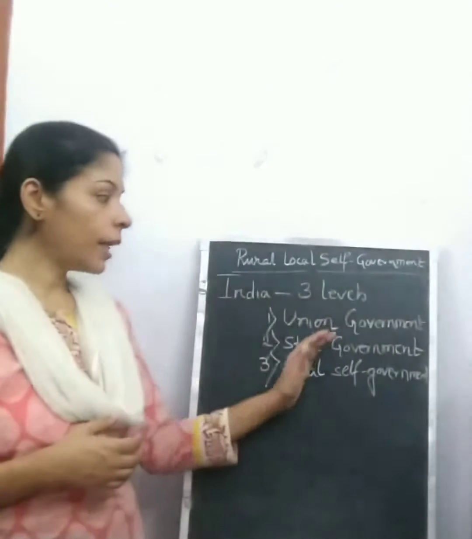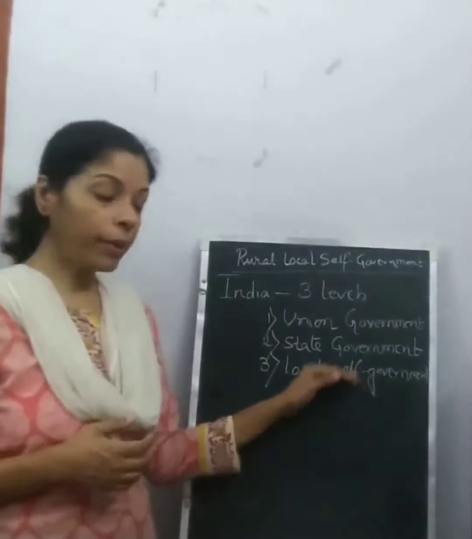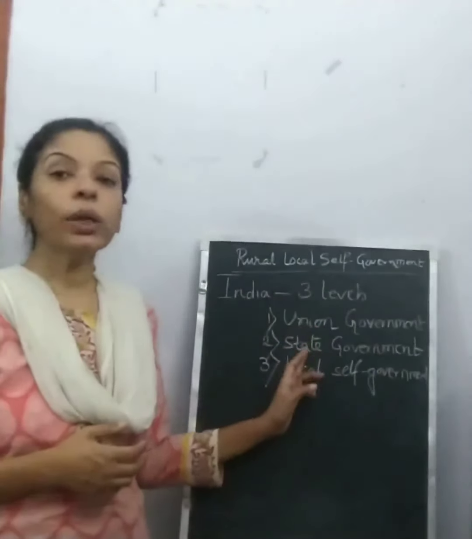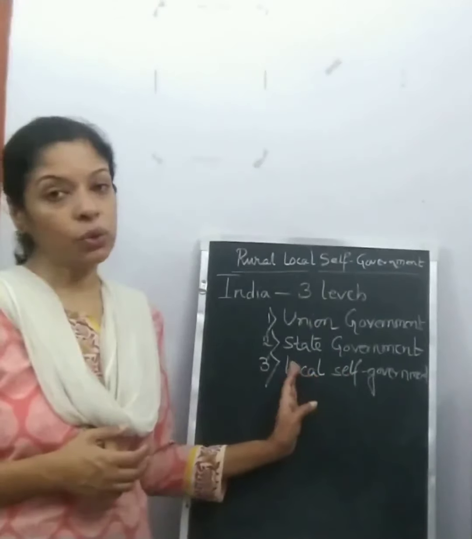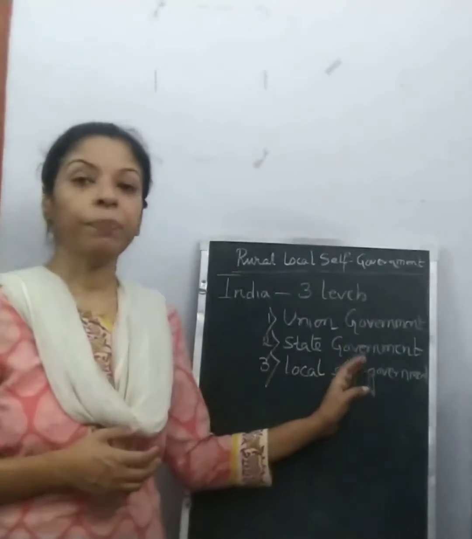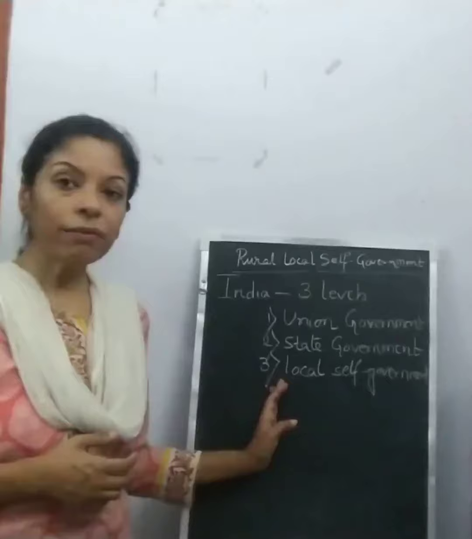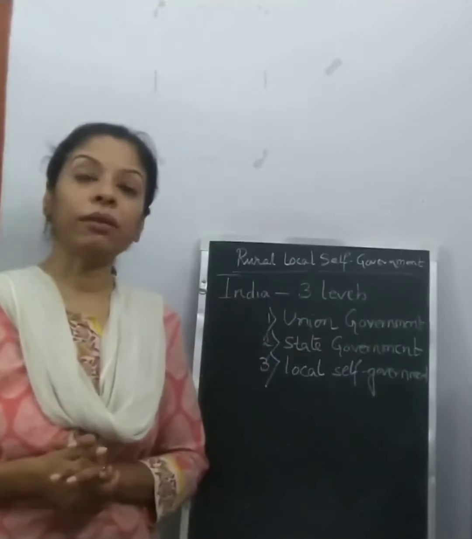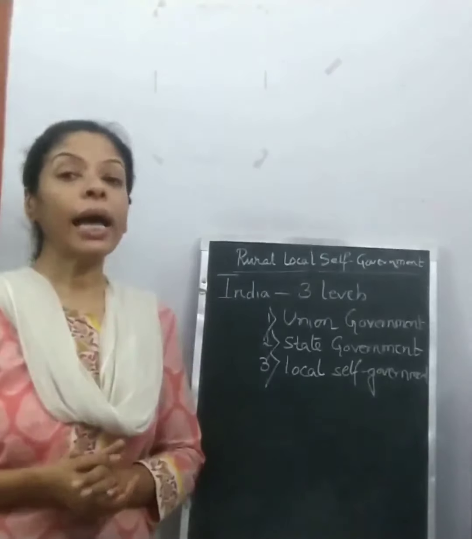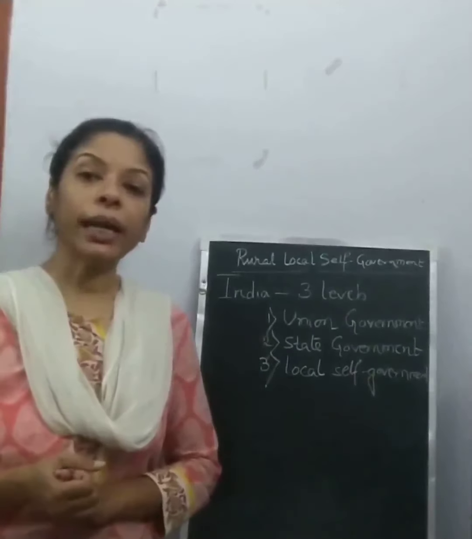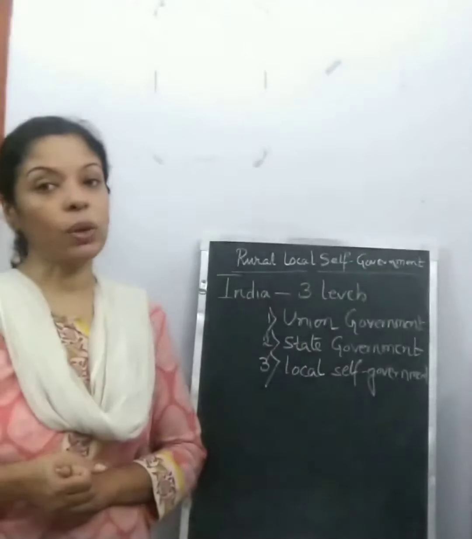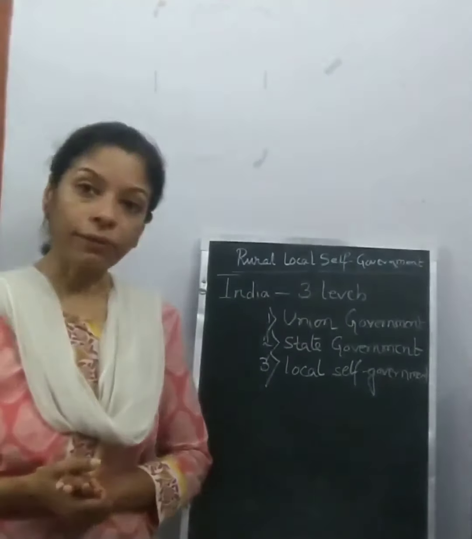So what we see is that there are three levels of government: union government, state government, and local self-government. Local self-government can be divided into rural local self-government and urban local self-government. The local self-government that looks after the people living in the villages is called the rural local self-government, and the local self-government that is responsible for the people living in the towns and cities is called the urban local self-government.